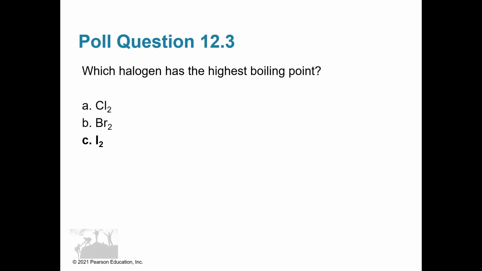The answer is letter C, I2. This diatomic molecule has the largest molar mass out of the 3. So because it has a larger molar mass, it has more electrons, so it has more polarizability compared to Cl2 and Br2. And because of that, it would have stronger intermolecular forces compared to Cl2 and Br2.